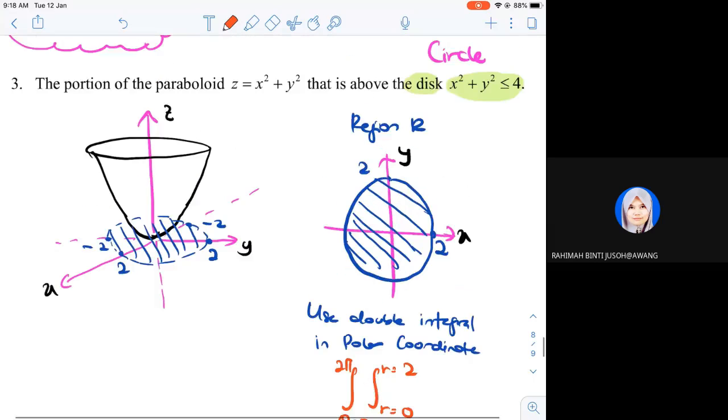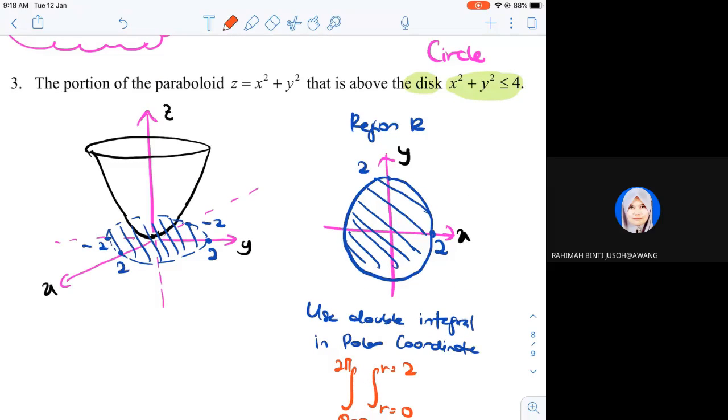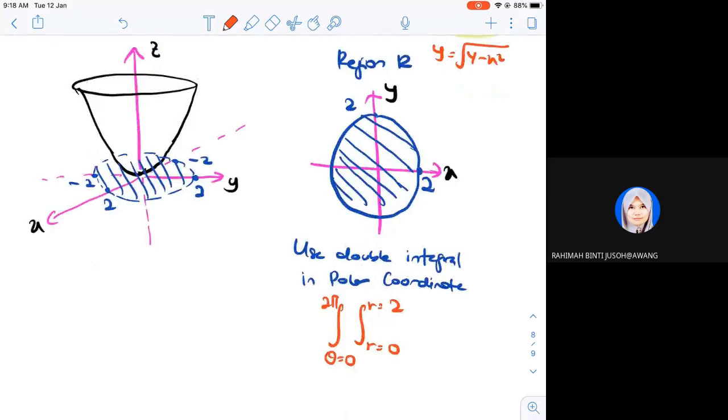If you use rectangular coordinates, you have to have a square root. You have to do it like this: y equals the square root of 4 minus x squared, and that's a headache. So if you encounter this type of region in your final exam, whenever you see a circle shape, it's better to use polar. That's for double integration. If triple integration, it's better to use either cylindrical or spherical.